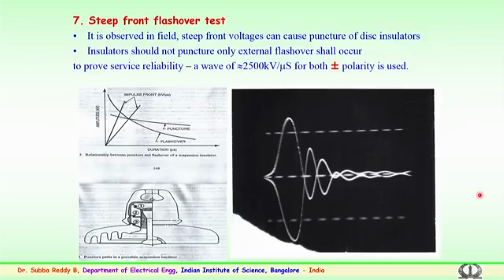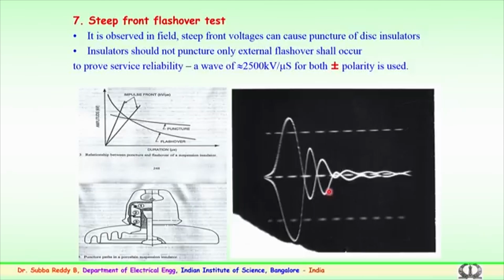That was about the RIV and corona. Now, the importance of testing for the insulators: one of the reasons for the failure in the field is because of the steep fronted voltages which an insulator absorbs. So, these steep fronted voltages are very sharp rise and fall, where the waveform you see here. This sharp rising and decaying pulses can puncture the disc insulators.